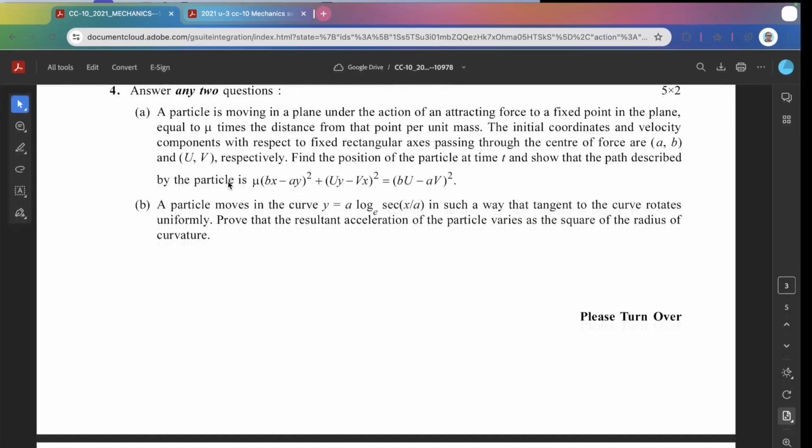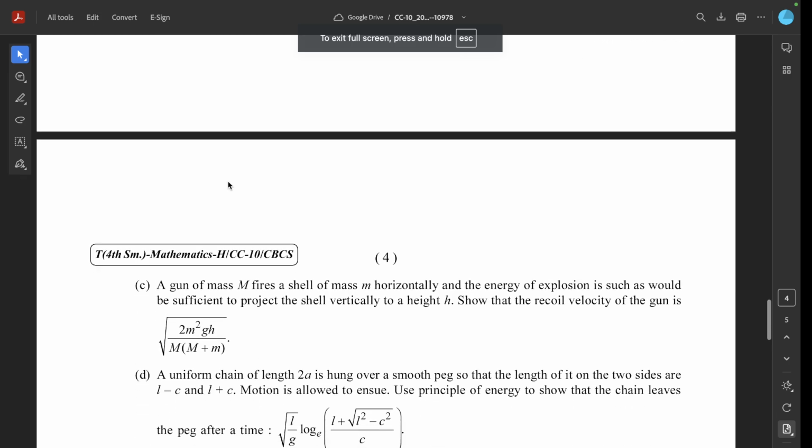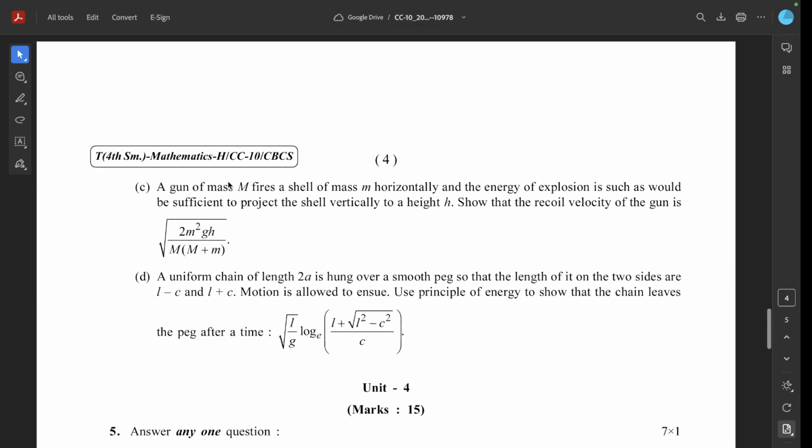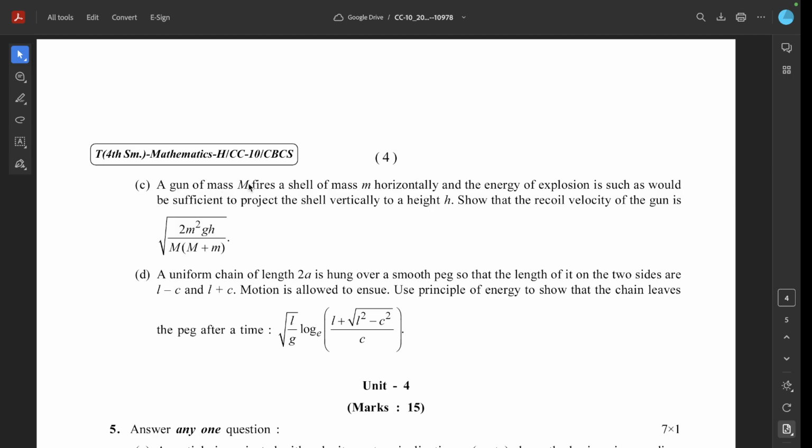Next question, 4C. A gun of mass M fires a shell of mass m horizontally, and the energy of explosion is such as would be sufficient to project the shell vertically to a height h. Show that the recoil velocity of the gun is the square root of 2m²gh divided by M(M + m).